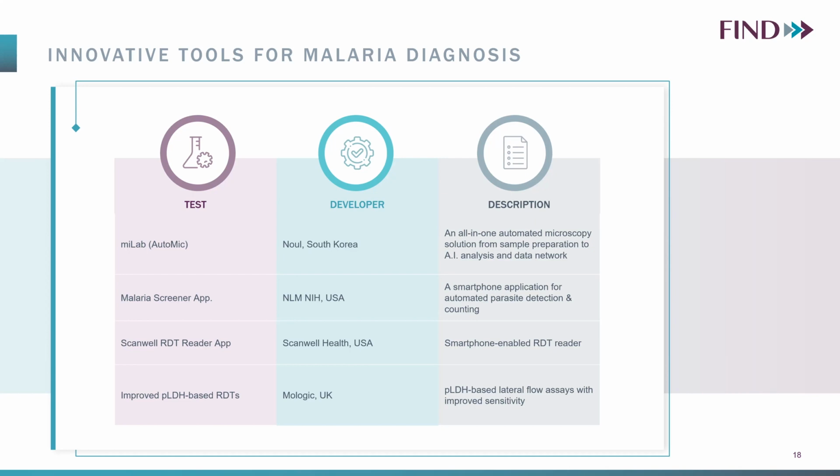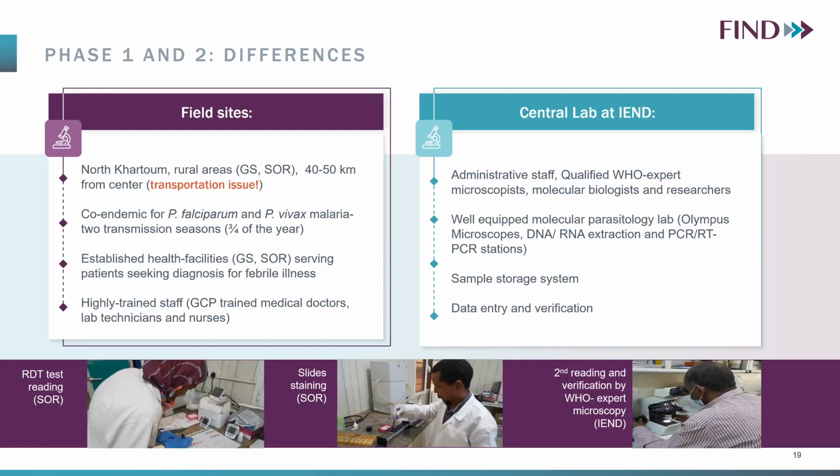Next slides, please. We have field settings in North Khartoum rural areas, two health facilities, Jazeera Slanj and Sorab, 40 to 50 kilometers far from the centers. We encounter challenges with transportation issues, and those two sites are co-endemic for both Plasmodium falciparum and Plasmodium vivax. So you can apply more tools in these settings. Those established health facilities serve patients seeking diagnosis for febrile illnesses.